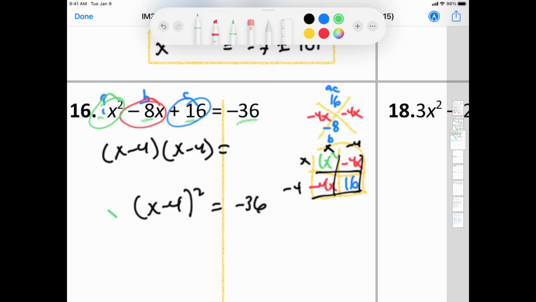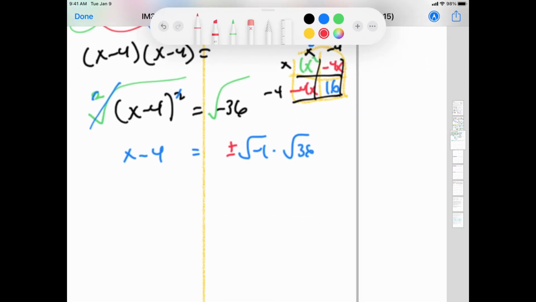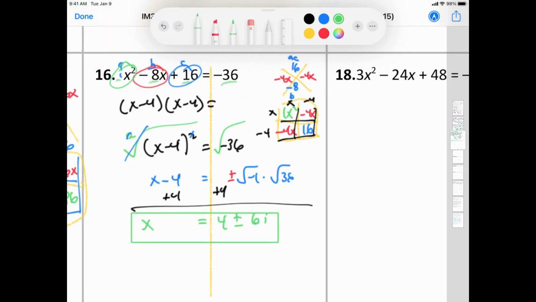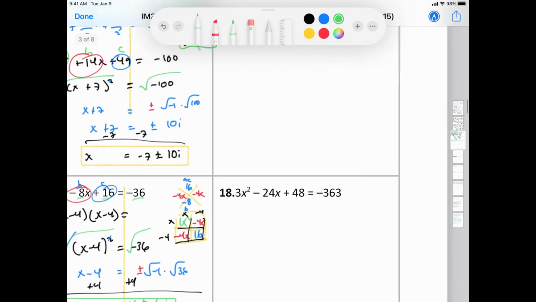And now we can take the square root of both sides. Now remember, don't forget your plus or minus. I'm going to add 4 here, and we can just clean this all up. x equals 4 plus or minus 6i. Alright, let's try number 17.